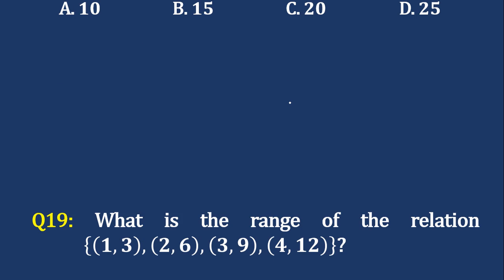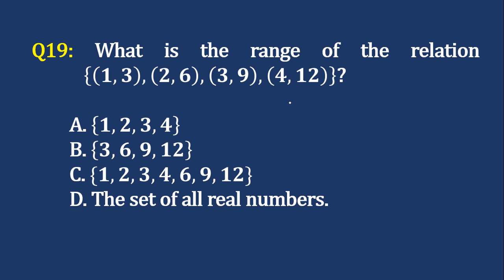Next. What is the range of the relation (1, 3), (2, 6), (3, 9), (4, 12)? So if you are given a set of ordered pairs and you're asked for the range of the relation, you just look at the y coordinates. What are the y coordinates here? We have 3, 6, 9, 12. But if you are asked about the domain, you look at the x coordinates. So here we look at the y coordinates because we are asked about the range. So the range consists of the numbers 3, 6, 9, and 12. So that is letter B.